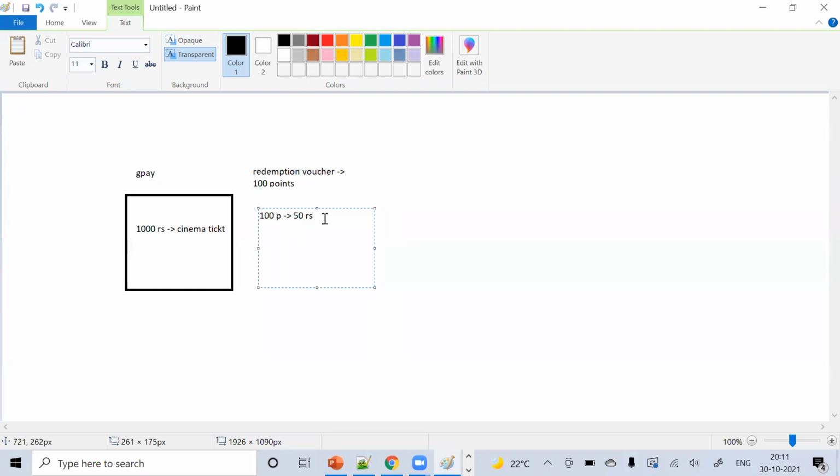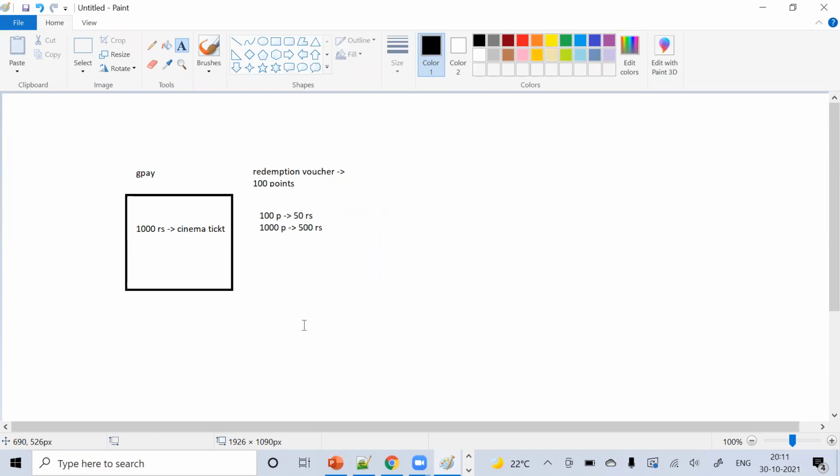And so on, they will calculate. Okay, so if you collect up to 1,000 points, it will go up to 500 rupees, right? So that's how the mapping will be. So this is kind of a redemption voucher and points that you must have collected if you have done any transactions through your online payment gateways, or even on Amazon, right? You get some vouchers and points.